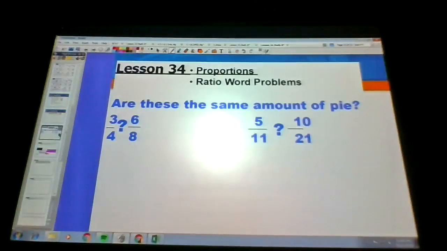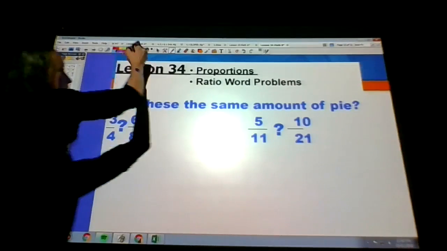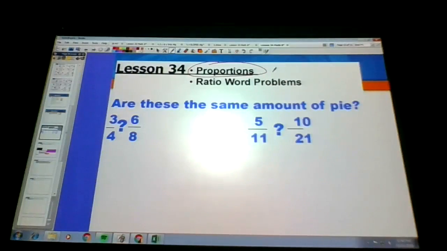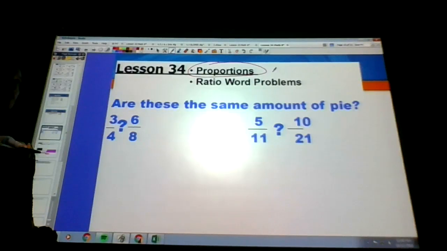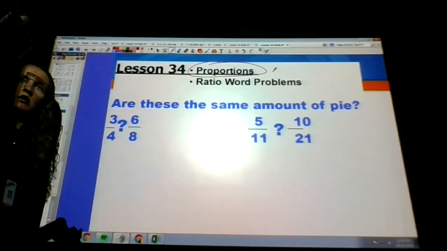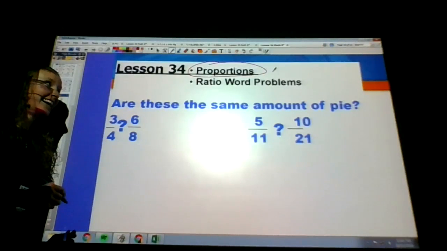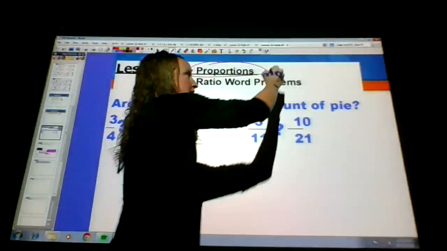So who can explain what a proportion is? Anyone? Part of something, or the same as another. A number representing a part of, and then the next number is the whole of it, like all of it. Something like that. It is a statement that two ratios are equal. Thank you. Put this down.